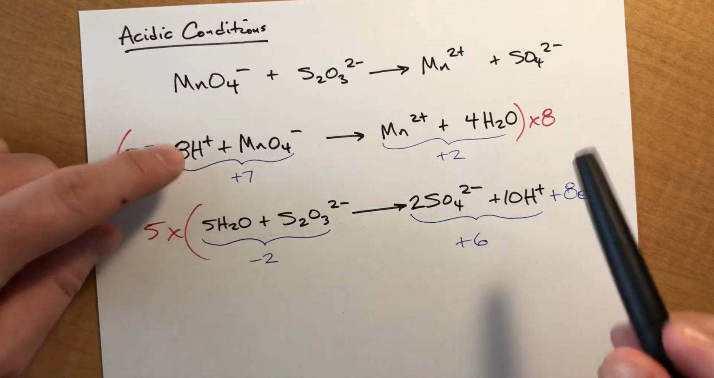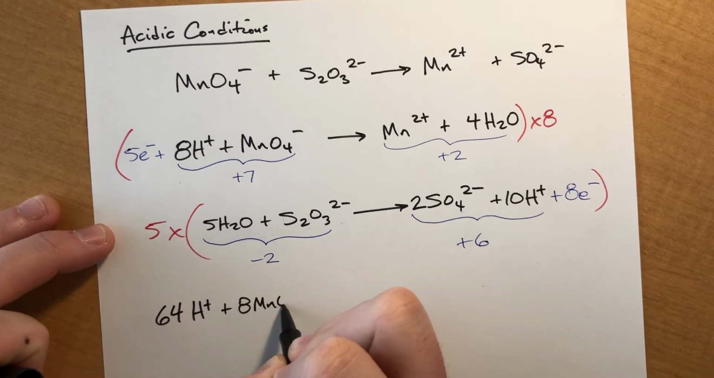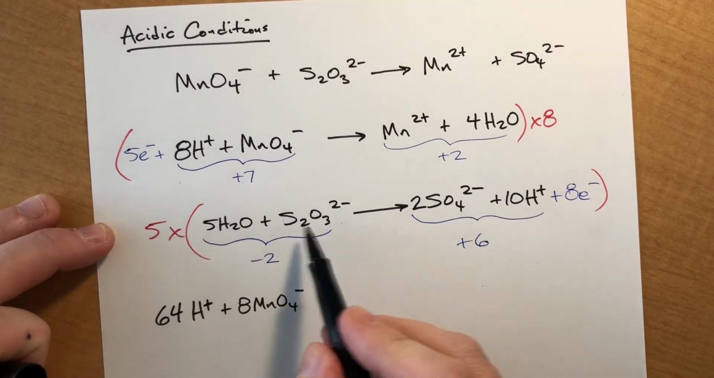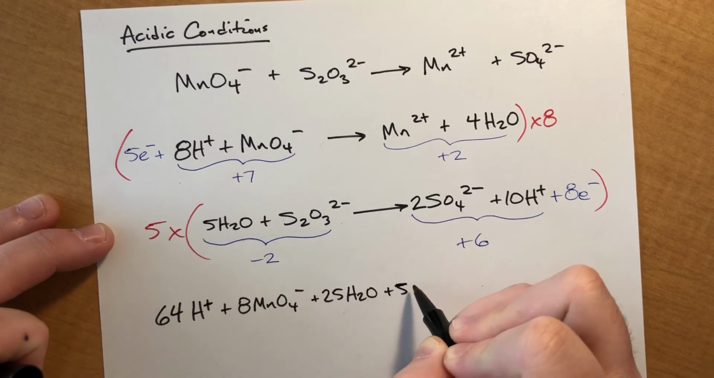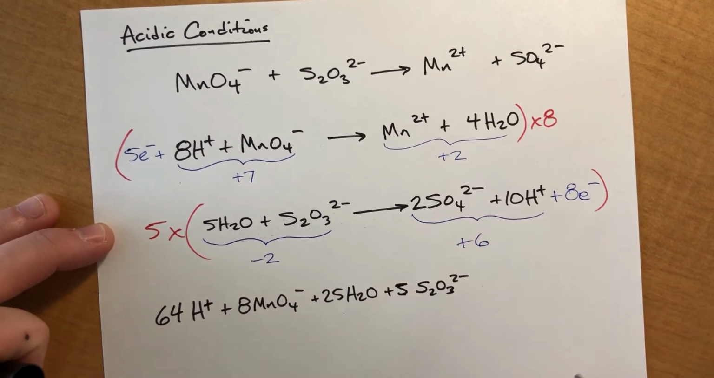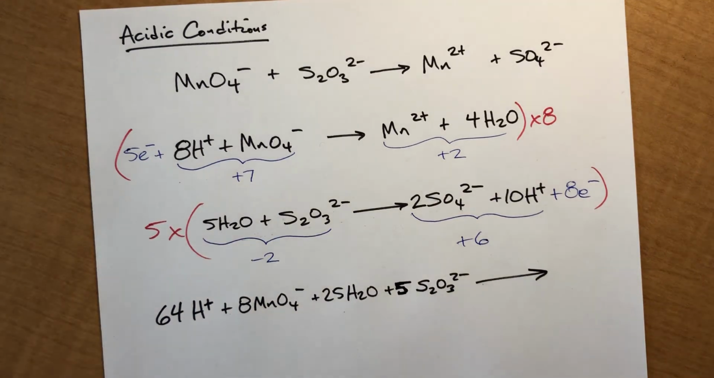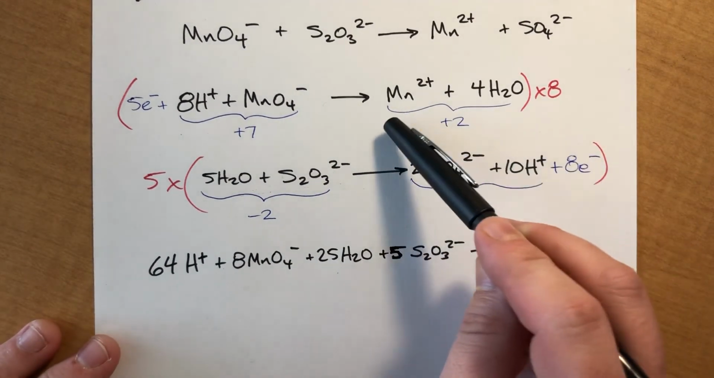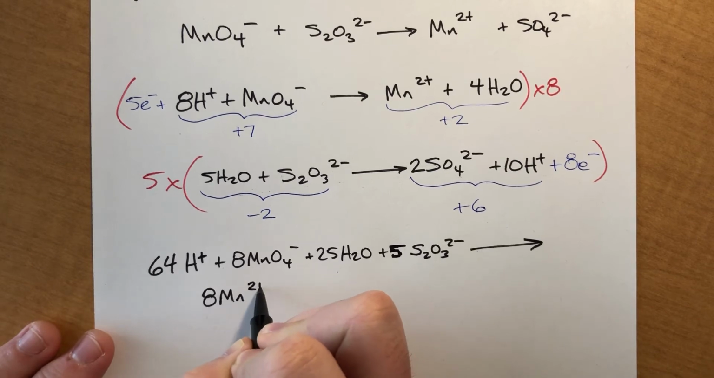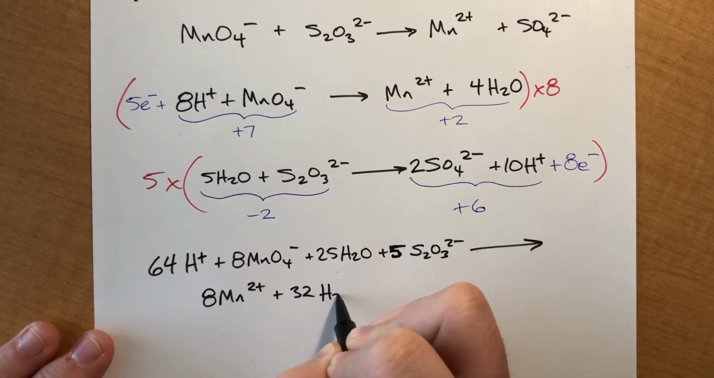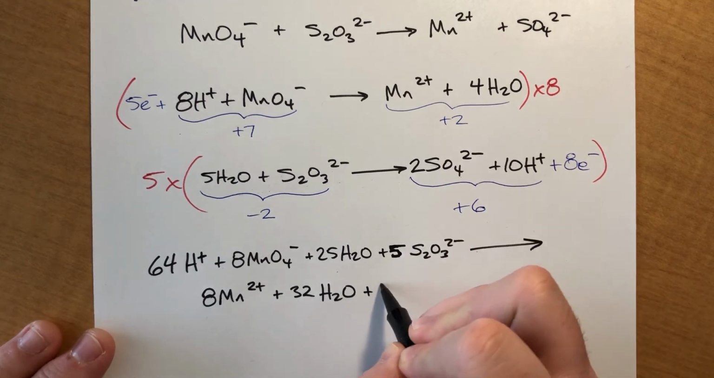So for this top one, 8 times 8 is 64 H pluses, plus 8 manganate, sorry. And then from this reaction, 5 times 5 is 25 waters, plus 5 S2O3 2 minus. I'm kind of running out of space, so that's the reactants. It's supposed to be a 5. Sorry, that looks horrible. Now for the products, this side we have 8 manganese plus 8 times 4 is 32. And then from this reaction, we have 8 times 2, which is 16 sulfates.